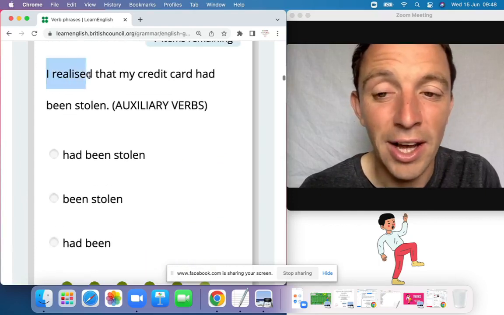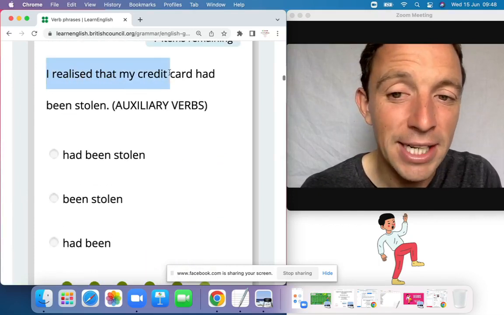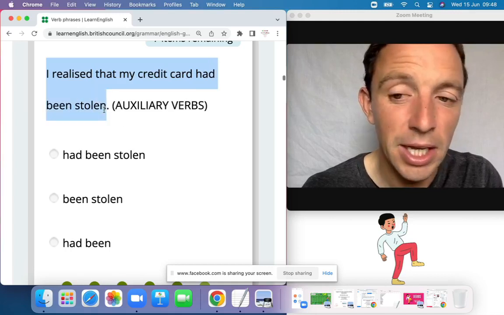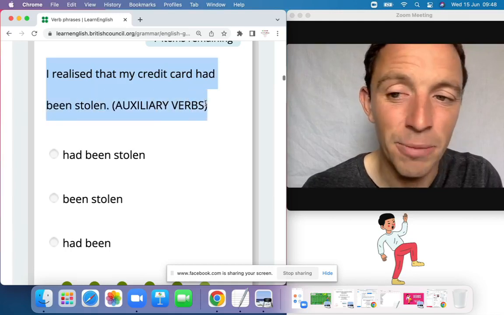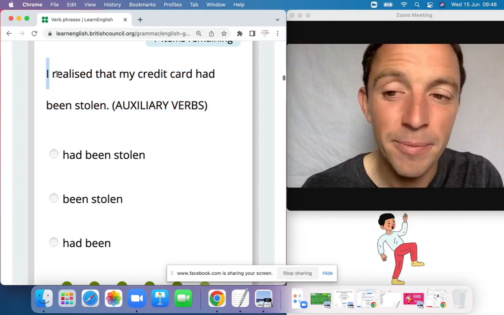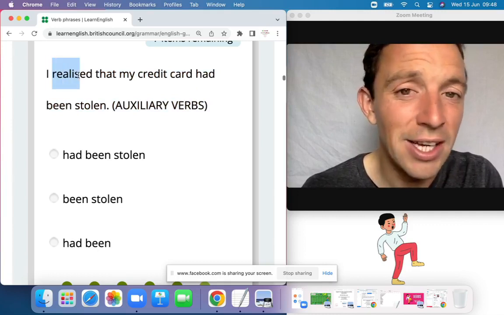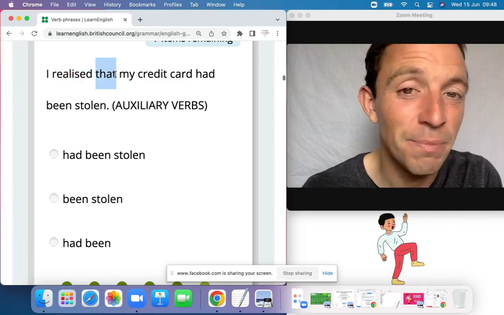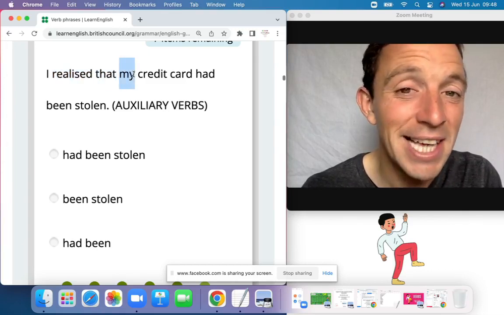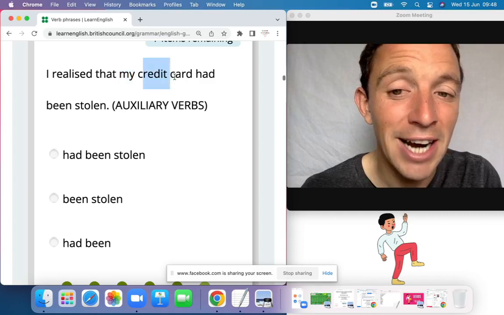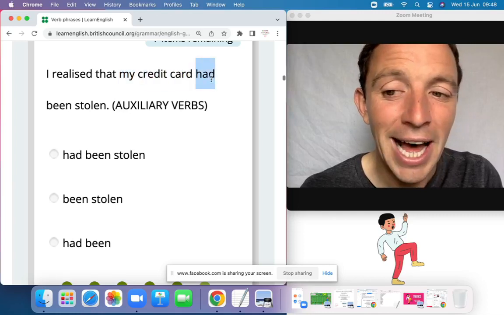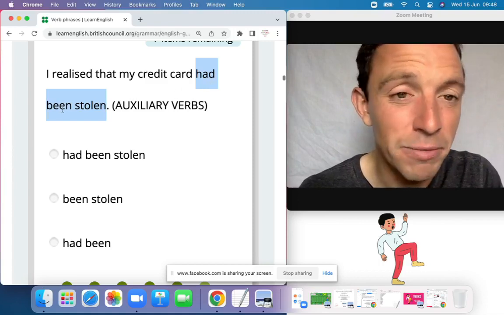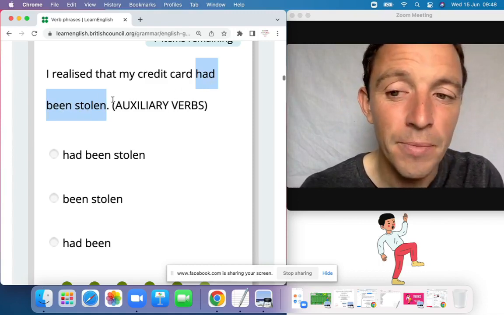Okay. Number 6. I realized that my credit card had been stolen. And we need the auxiliary verbs. I is the subject. The verb is to realize in the past simple. I realized. That is the relative pronoun. My is the possessive adjective. Credit card is the noun. Had been stolen. We have 3 verbs: the verb to have, the verb to be, and the verb to steal.